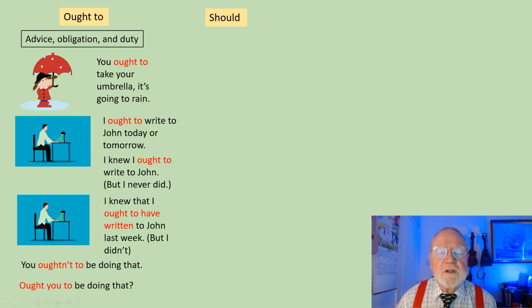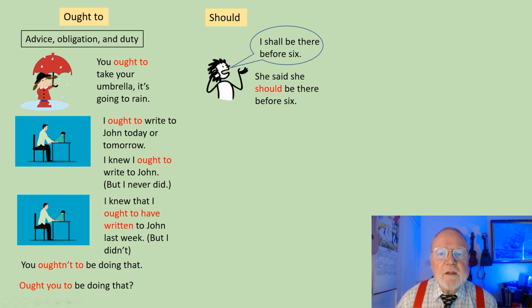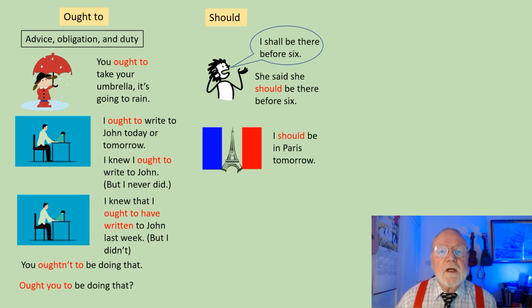Should is very similar to ought, but does behave slightly differently. I should be there before 6. I can use should in reported speech to replace shall. She said she should be there before 6. I can use it to make a prediction for the future. I should be in Paris tomorrow.